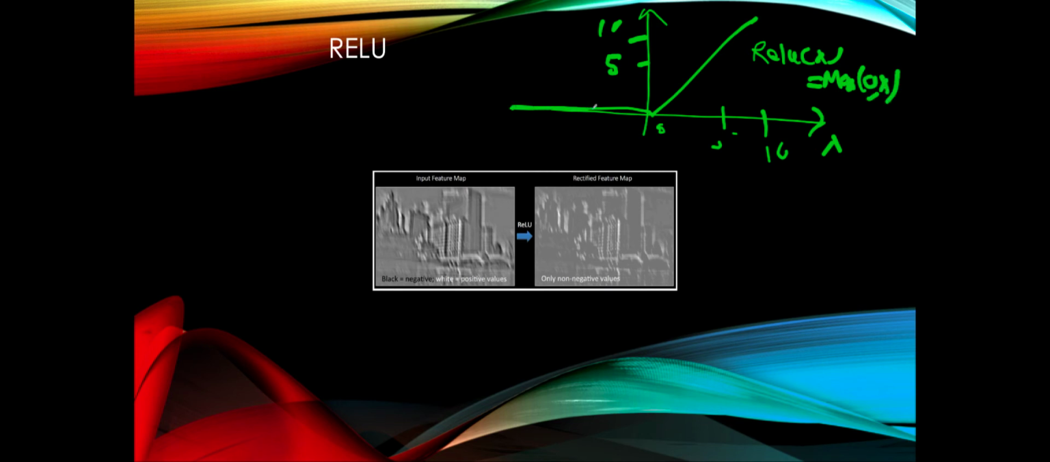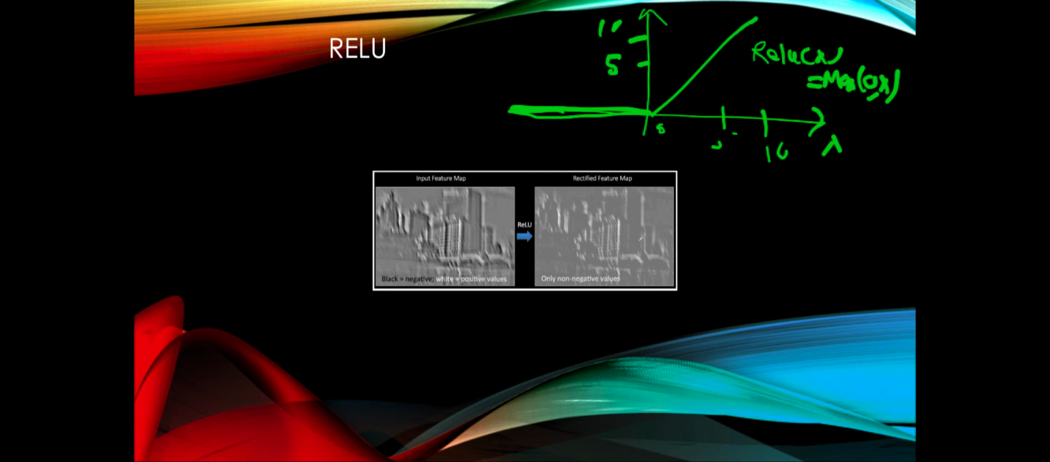Once you apply this ReLU function, what it does is it eliminates all the negative values in the function and it keeps only the positive values. So here is an example. This is the input feature map. When you pass it through a ReLU function, it eliminates all the negative values and we keep only positive values. So this is how the rectified linear unit works.